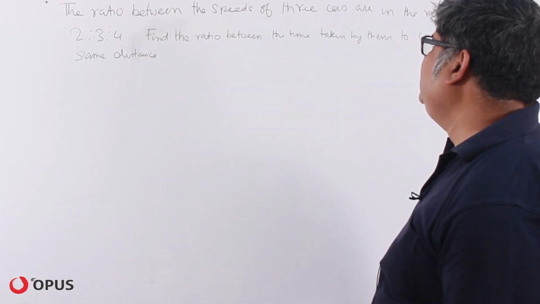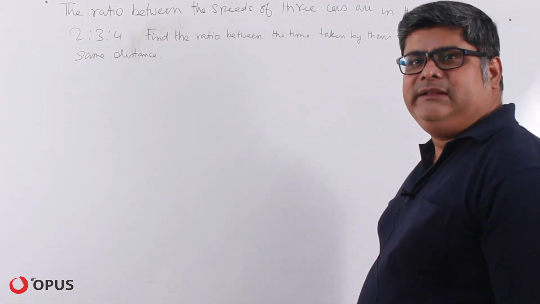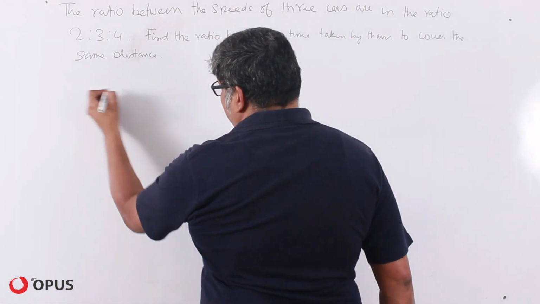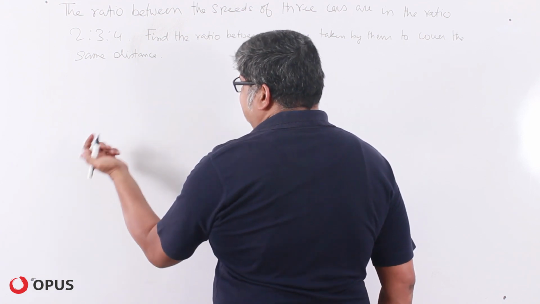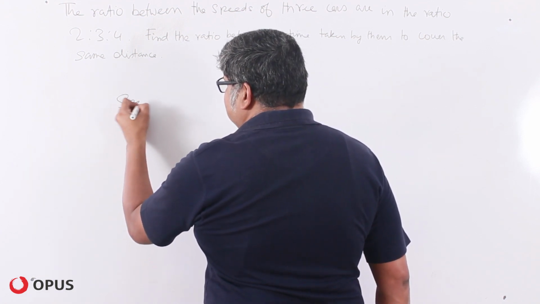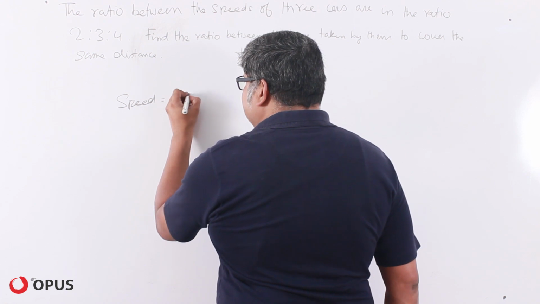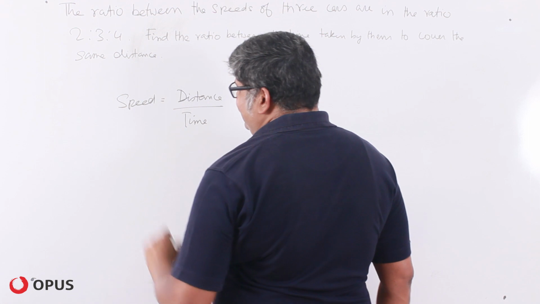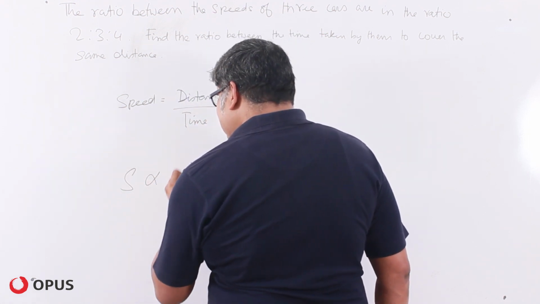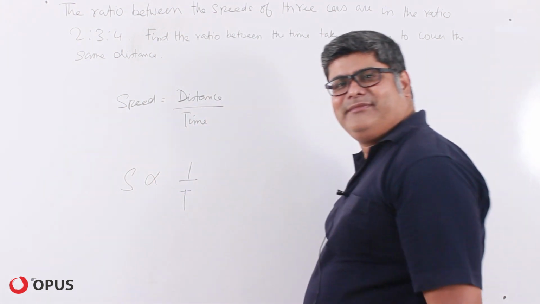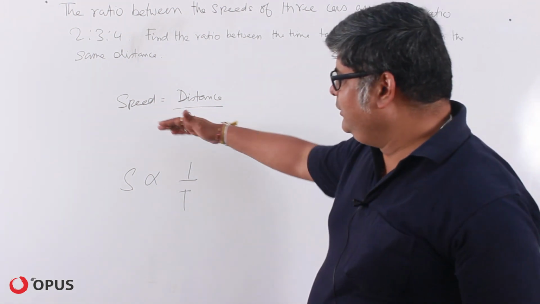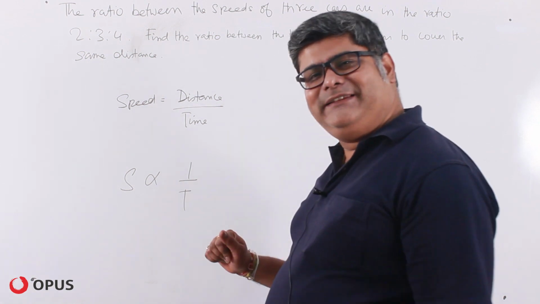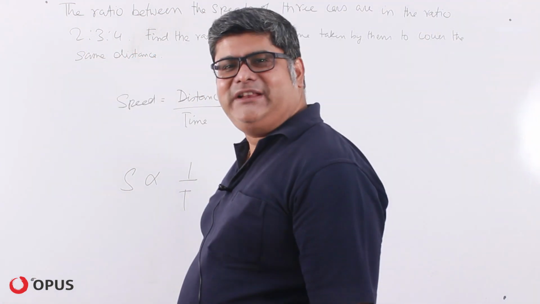Now, here let's look at it this way. What is the relationship that speed has with time? Let us look at the formula or the relationship that speed, distance and time have with each other. Speed is equal to distance over time. So that means speed is inversely proportional to time. That means if speed is more, time will be less, and vice versa. So if time is more, speed would be less. So how do we address a question like that?